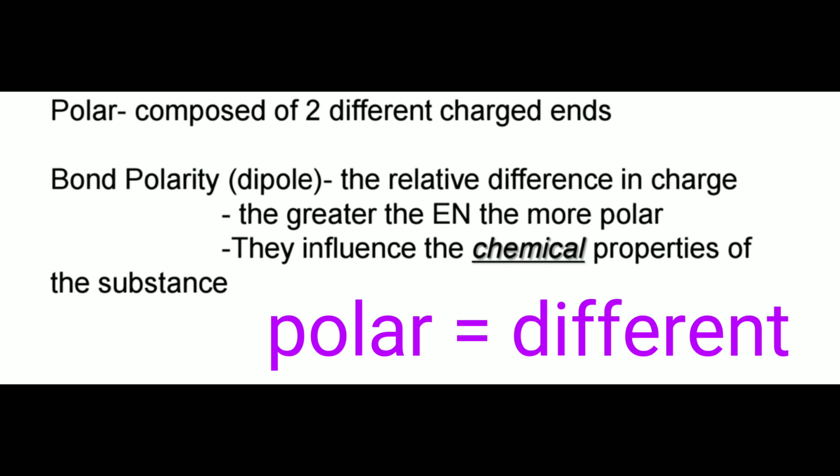Bond polarity is related to the word polar. Polar means different. A bond is polar when it has two charged ends, a negative charge and a positive charge. In order to find bond polarity, or a dipole, you'll have to find the difference of electronegativity. The greater the difference of electronegativity, the more polar a bond is. Polar bonds influence the chemical properties or reactivity of substances.